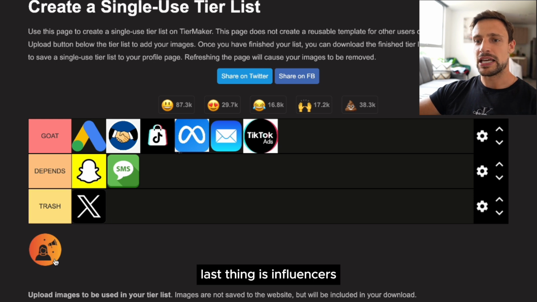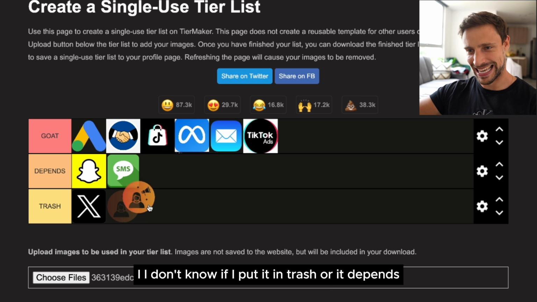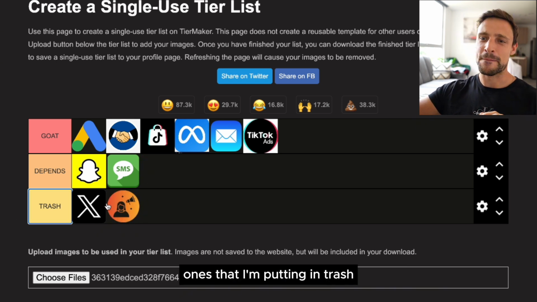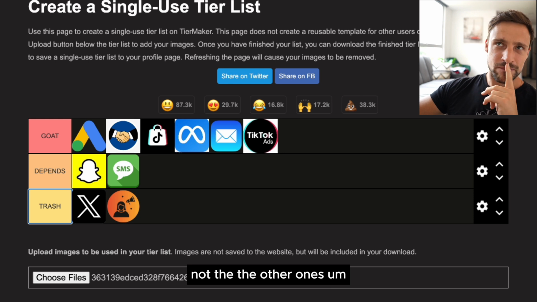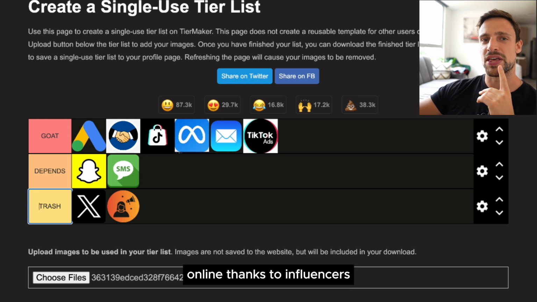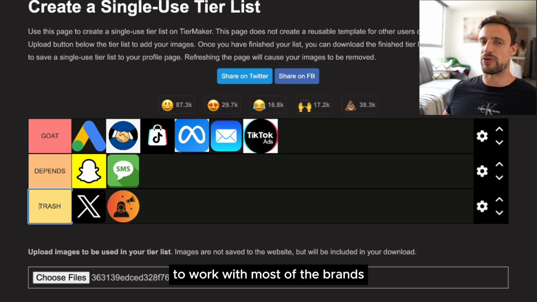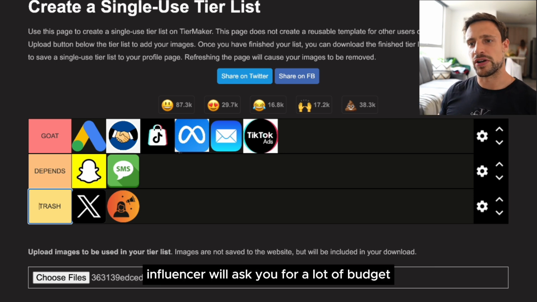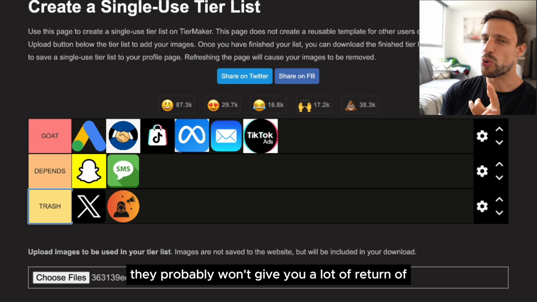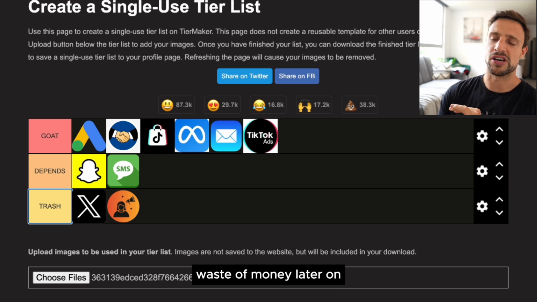Last thing is influencers. I don't know if I put it in trash or it depends. I'm talking about the major influencers that I'm putting in trash, not the other ones. Because we saw way too many scams online thanks to influencers, and even influencers themselves don't want anymore to work with most of the brands. If you're just starting out, influencers will ask you for a lot of budget. They probably won't give you a lot of return on investment. So waste of time, waste of money.